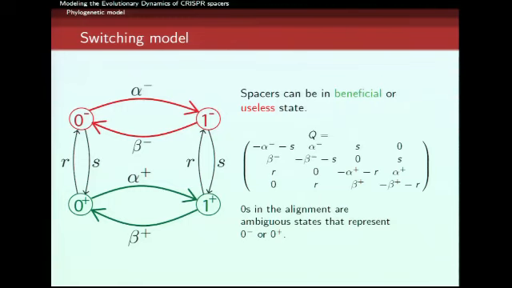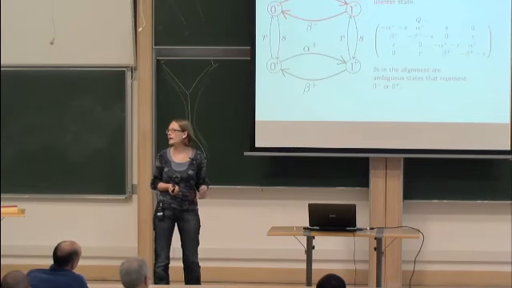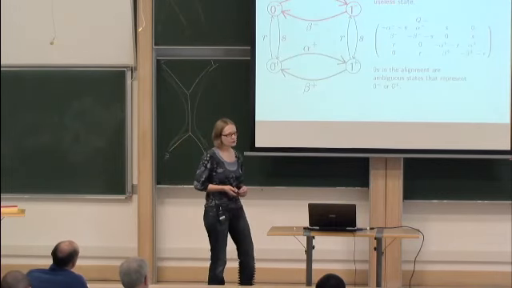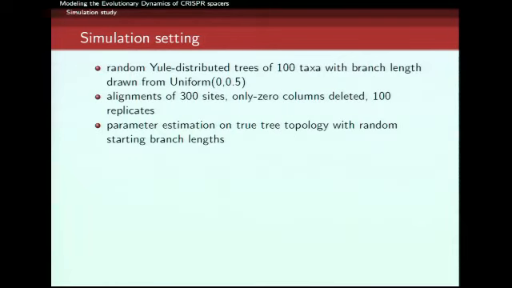Now we have the states 0 minus and 0 plus. Of course our alignments are not labeled like this, so zeros in the alignment are ambiguous states that represent 0 minus or 0 plus, and analogously for ones. To see whether this model works at all, we first set up some simulations. We randomly generated trees of 100 taxa with branch lengths drawn from the uniform distribution between 0 and 0.5.